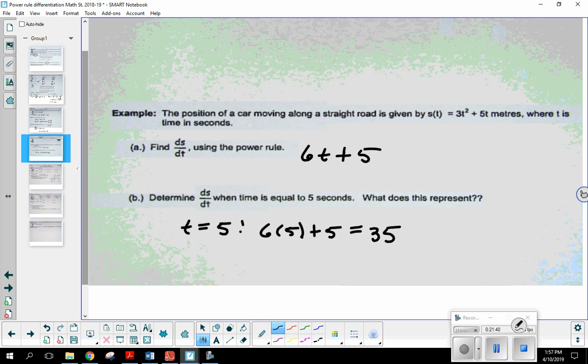Now what does this represent? Well, it's true if I were to look at it graphically, but in context of the problem. Remember, the first derivative is speed. There we go. So we know that at 5 seconds, the car is actually traveling 35, what are we talking about, meters per second? Okay, meters per second. That's actually going pretty quick.